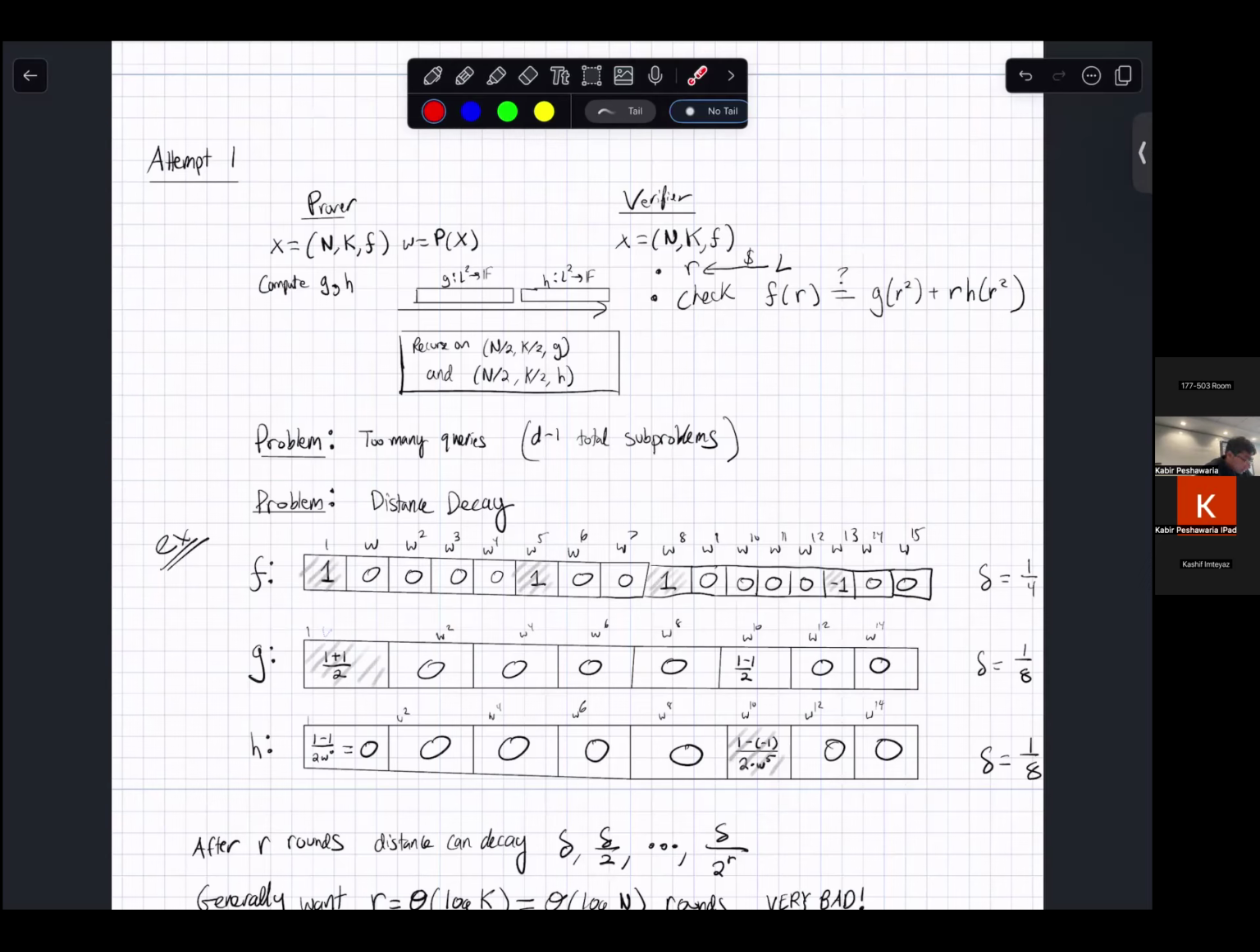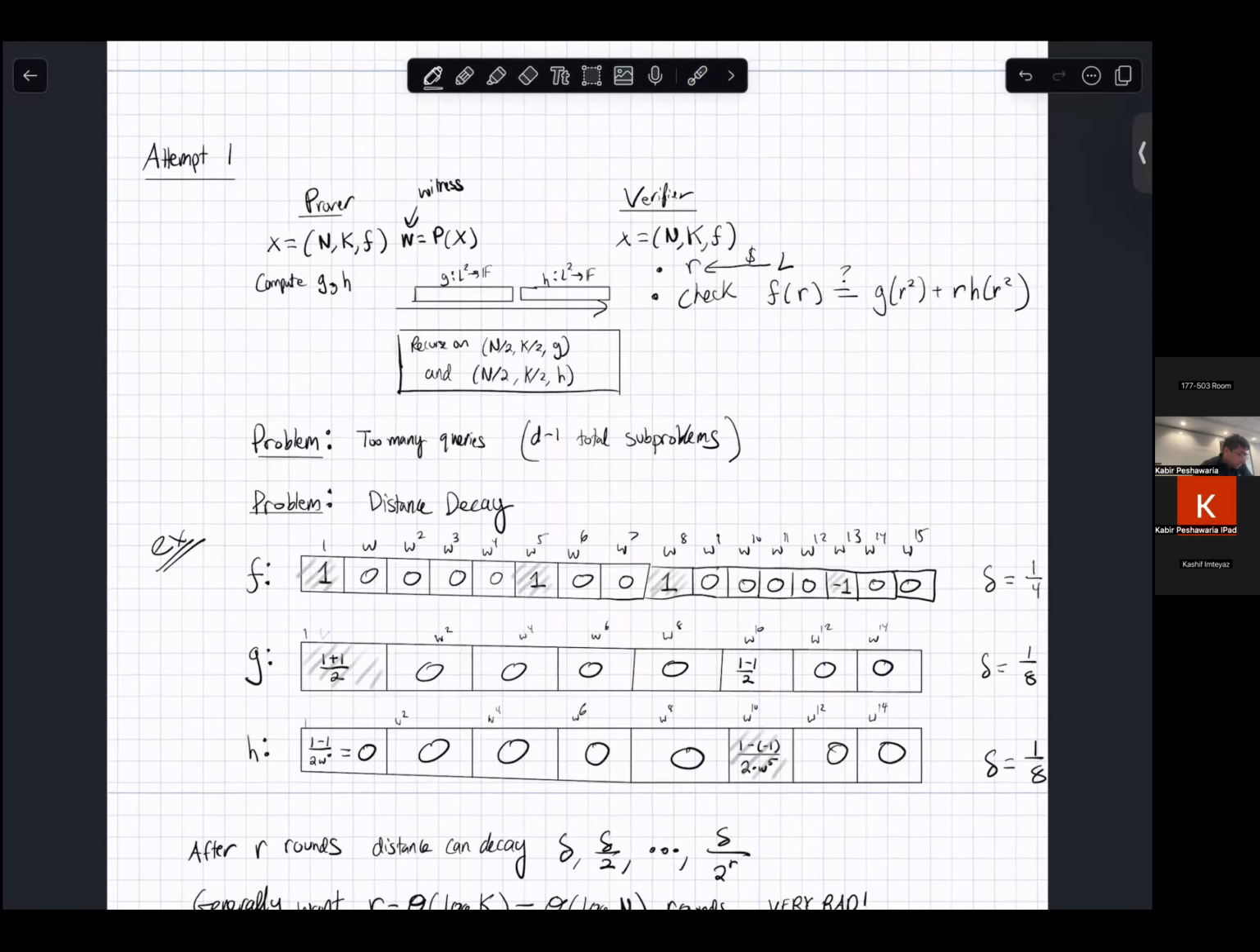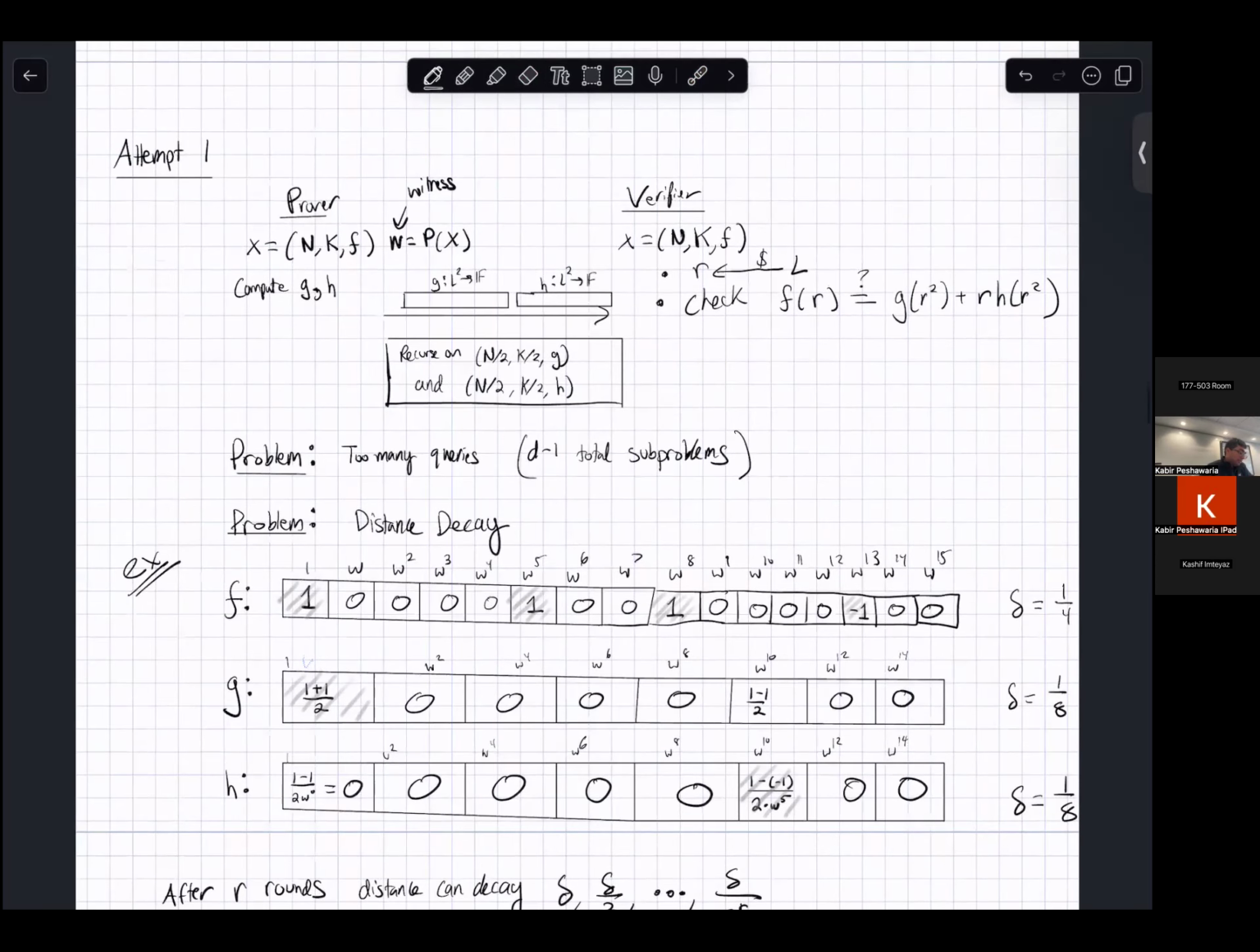Wait, what is W? Sorry, is that omega, or is this P of X? Sorry, this is like the witness. Pretend like it's witness, not a witness. But so we're trying to prove that F is close to this RS code.